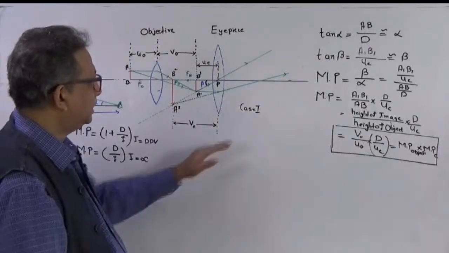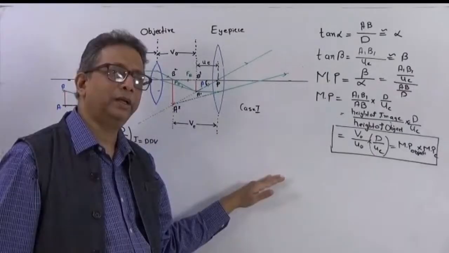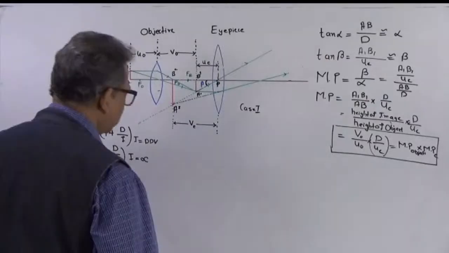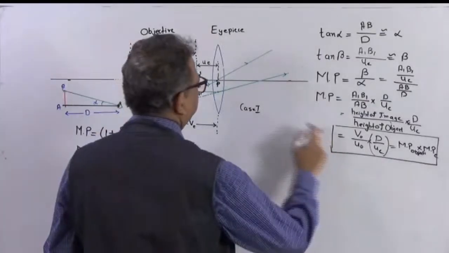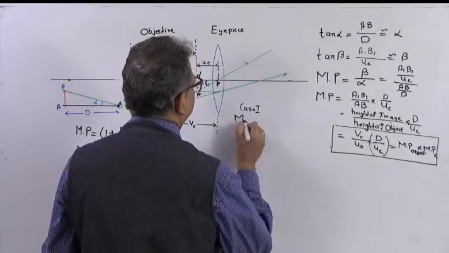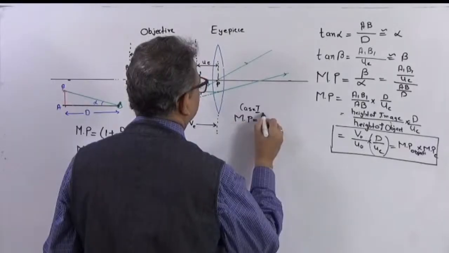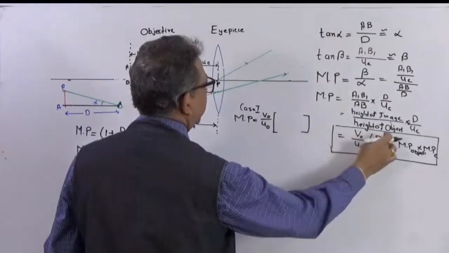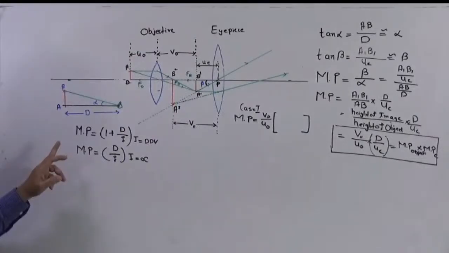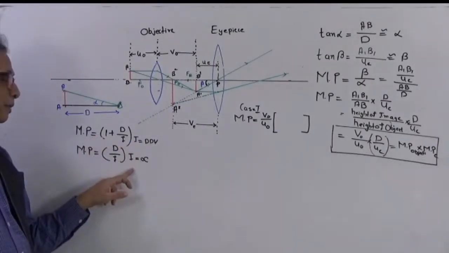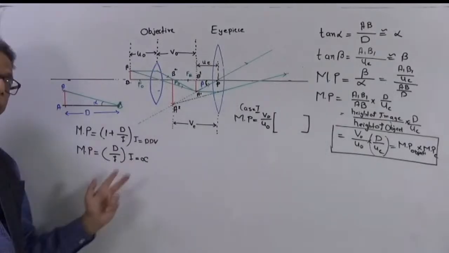Now we will see 3 more equations which are going to be defined based on this final equation. Here, as you can see, in case 1, V0 upon U0 will remain the same. So the magnifying power will remain the same, that is V0 upon U0 into D upon UE, which in the simple microscope was replaced by D upon F if the image was at D, and 1 plus D upon F if the image was at infinity. The same 2 cases will be applied for this.